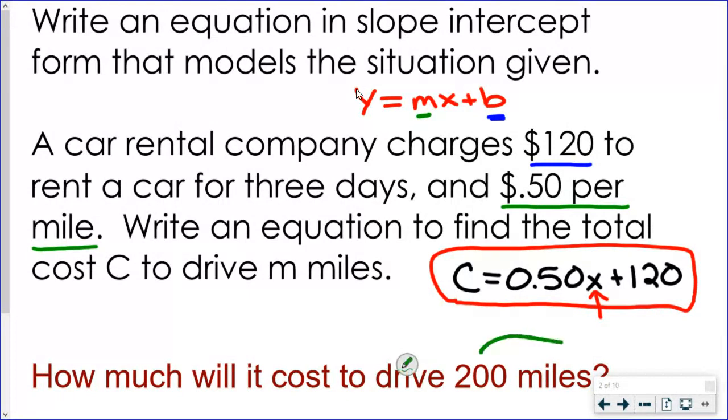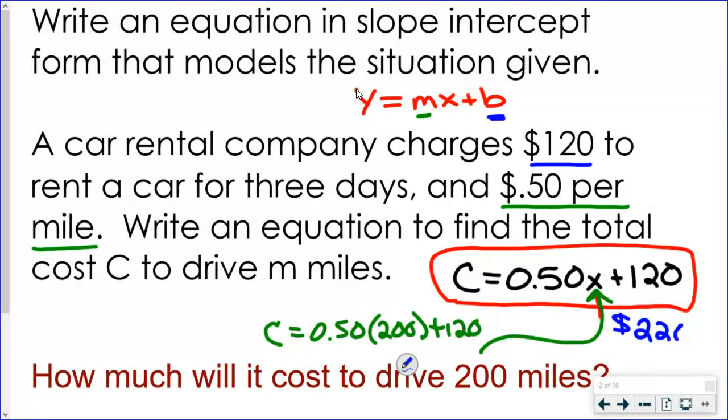Now down here it says how much will it cost to drive 200 miles? Well, I put 200 in there, so C equals 50 cents per mile for 200 miles plus that original starting cost of $120. Then take your calculator out and I put 0.50 times 200 plus 120, and the total cost for that trip is $220 with the dollar sign in the front. Okay?